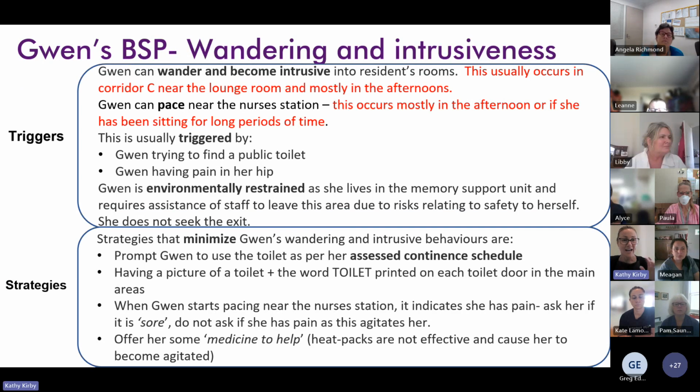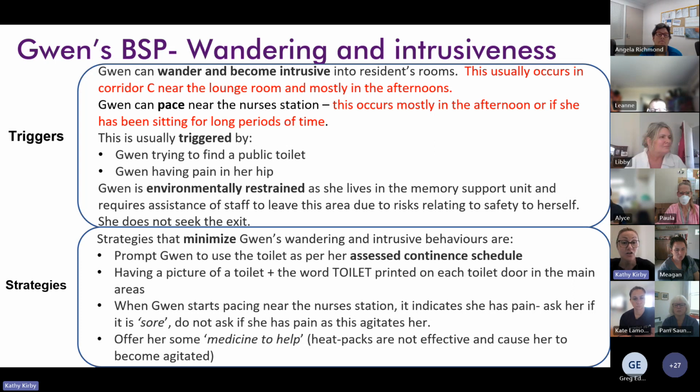So let's have a look at just one component of her behaviour support plan now and look at how we're going to write it differently. Here we've got Gwen's triggers, and we've got Gwen can wander, and we're going to talk about her wandering and intrusive behaviour. So Gwen can wander and become intrusive into residents' rooms. This usually occurs in corridor C near the lounge room and mostly in afternoons. Again, remembering we're pulling all that information together and we're trying to look for patterns of times and days.